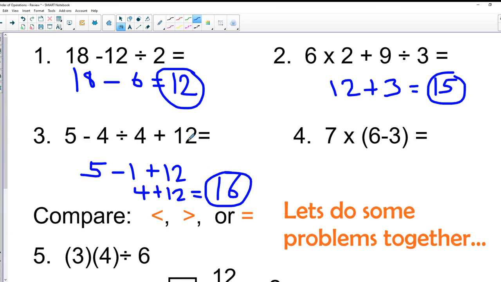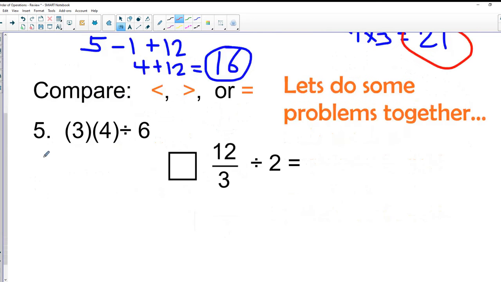So, very nice. Okay, keep moving along. 7 times 6 minus 3. Well, 6 minus 3 is in parentheses, so that comes first, so that's going to be 3. And then we do 7 times 3, which equals 21. But you better get a little different colors in here, huh?